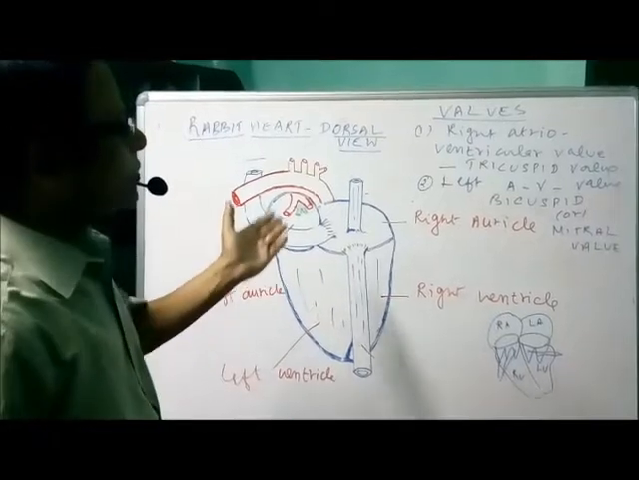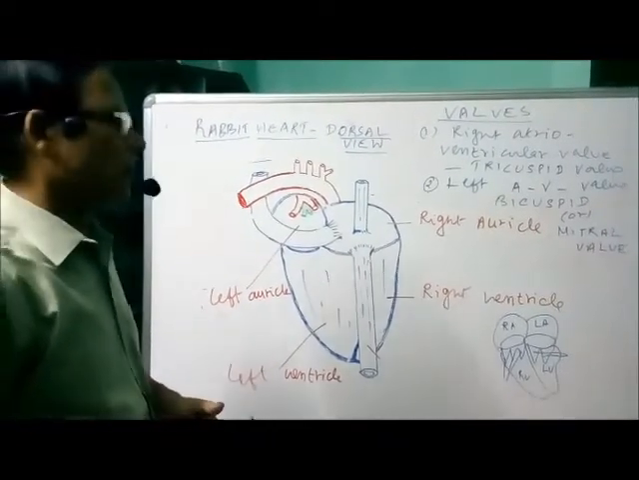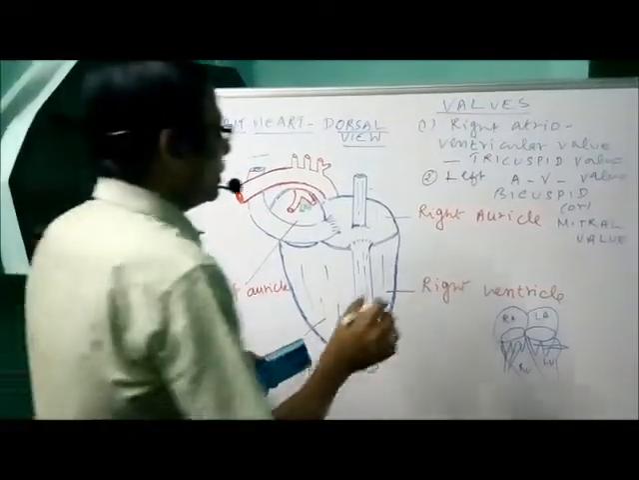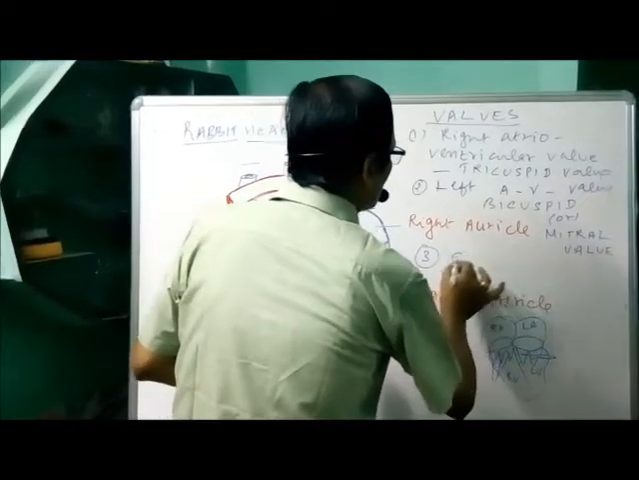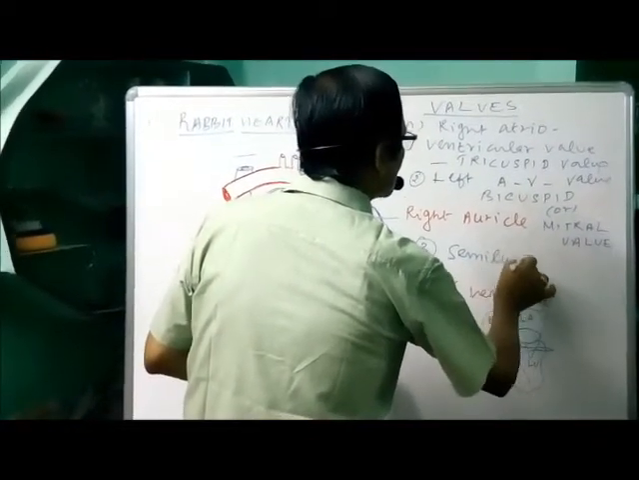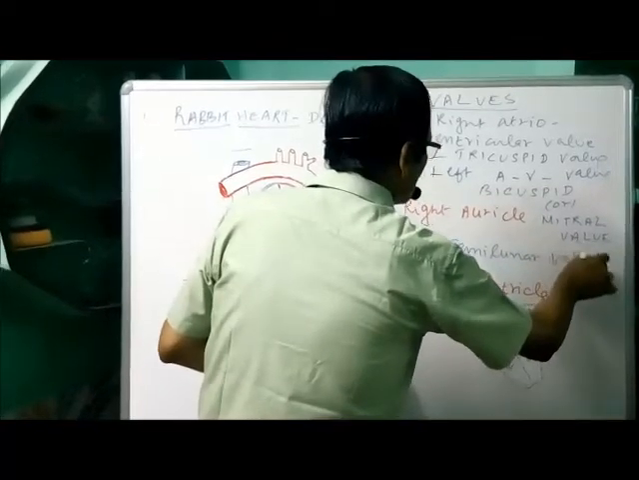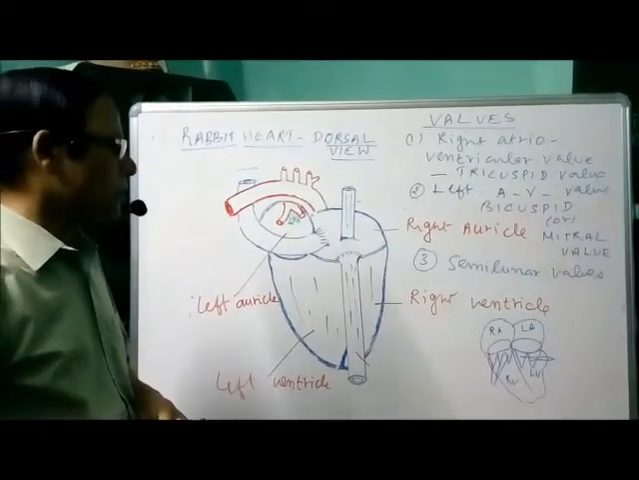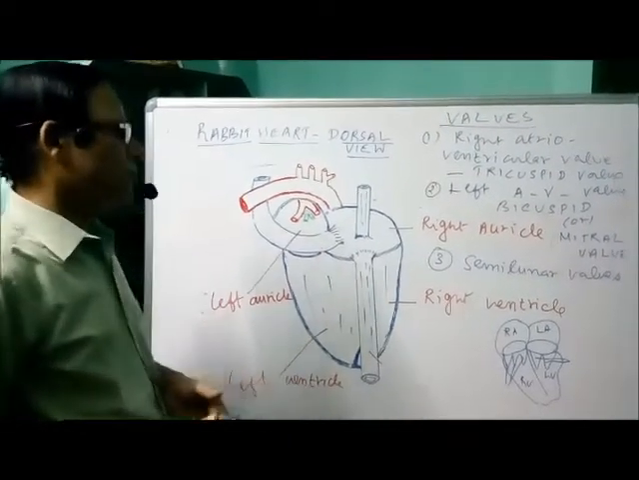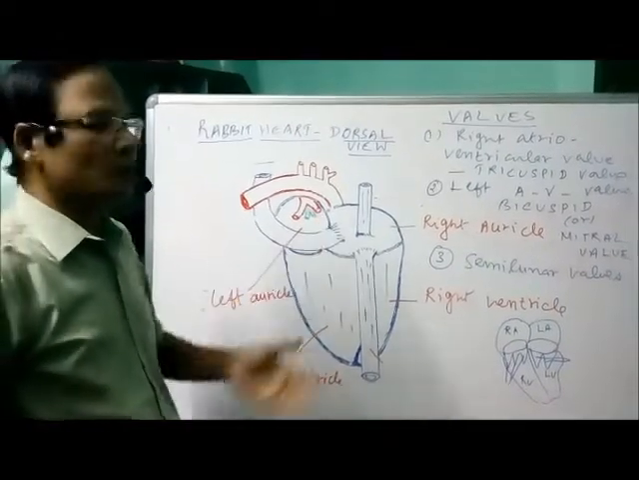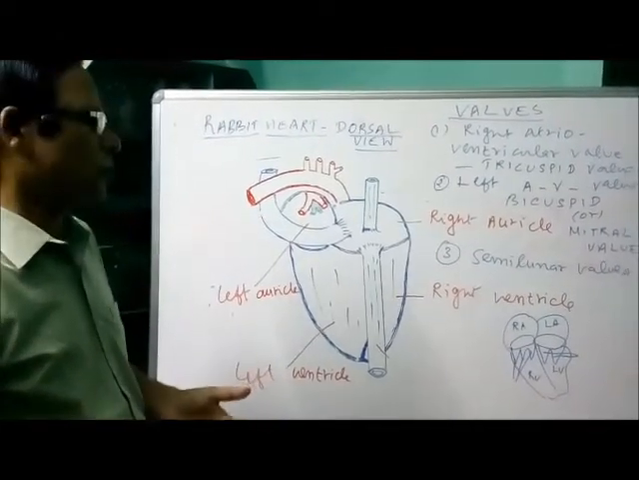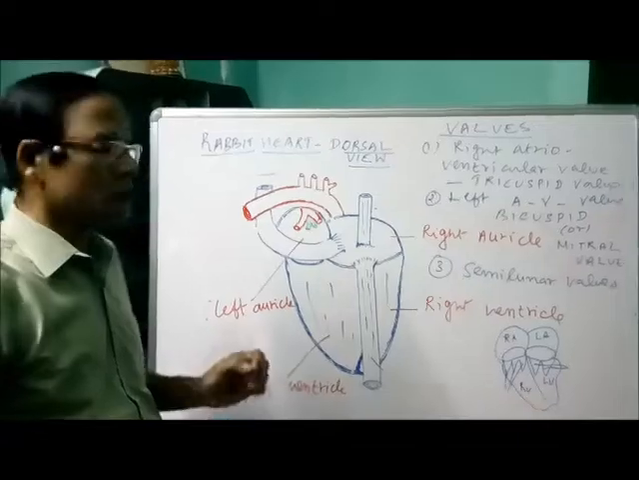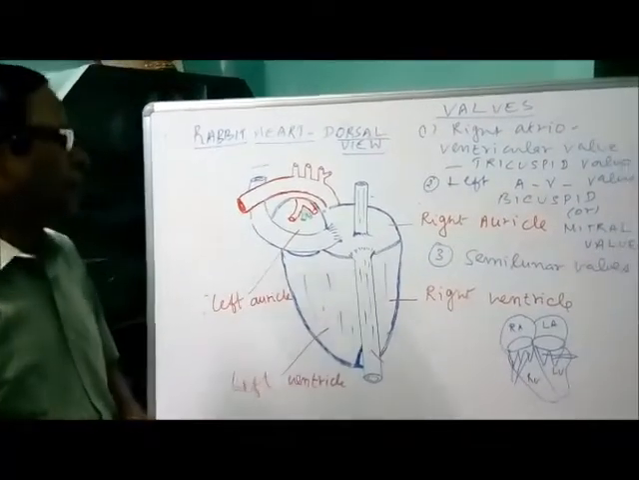Similarly, at the base of the openings of the pulmonary artery and aorta, we have another set of walls called semilunar walls. The semilunar wall at the base of the pulmonary artery is called the pulmonary wall, and the one at the base of the aorta is called the aortic wall, but they are commonly called semilunar walls. So these are all the three types of walls. Their main function is to prevent the backward flow of blood. That's about the walls.